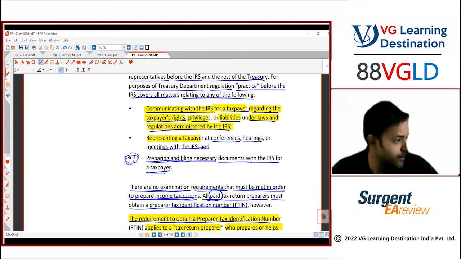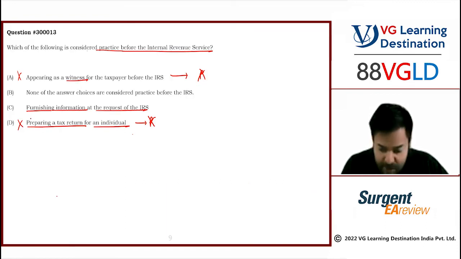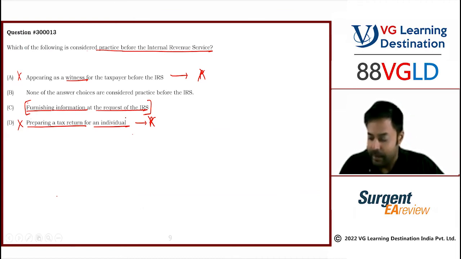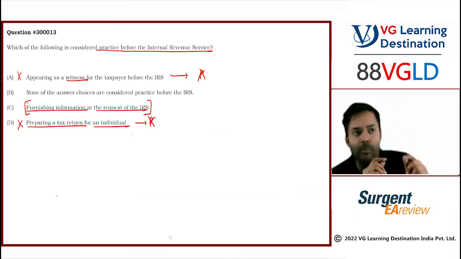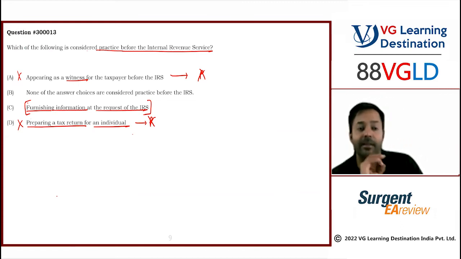If you look here, furnishing the information at the request of the IRS, right? Here it looks more like the IRS is asking for more information. IRS is asking for some clarification. IRS is asking some additional information. It looks like that on the face of it.